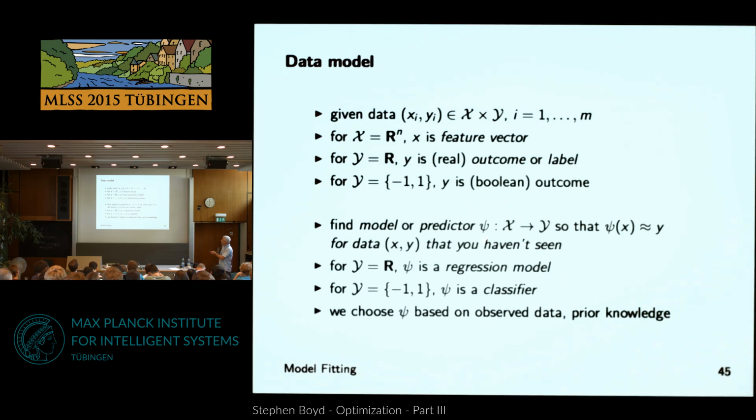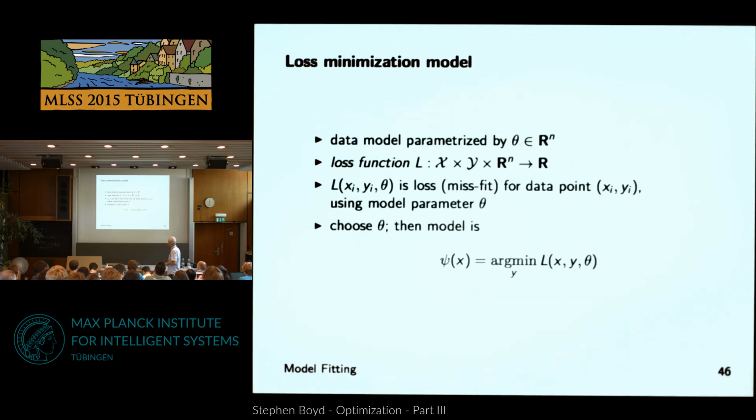That's a function that maps the features into the outcome or label set. And we want to do this for data you haven't seen. If this is R, that's just ordinary regression. If that's Boolean, then this would be a classifier and so on. Okay? And then you're going to choose this thing based on observed data and prior knowledge.